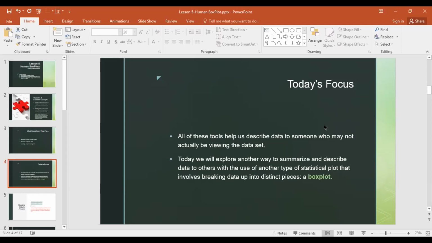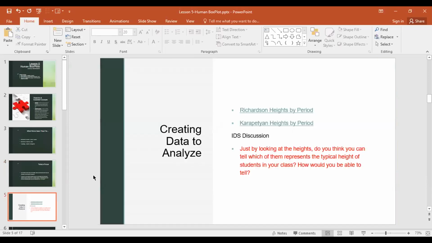Today, we're going to explore another way to summarize and describe data to others with the use of another type of statistical plot that involves breaking data up into distinct pieces, okay? And that's known as a box plot. Like I said, we're going to go through the process of making a box plot today.